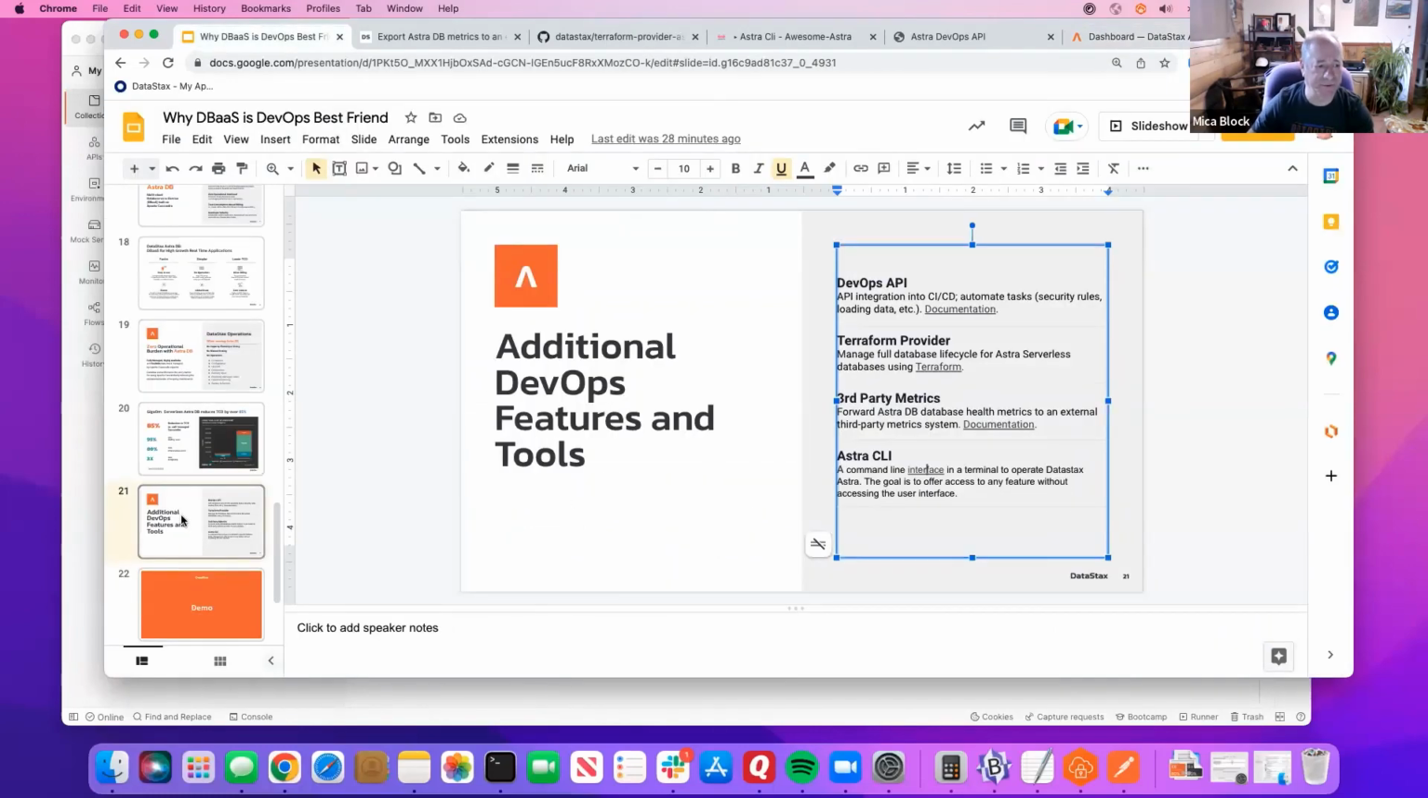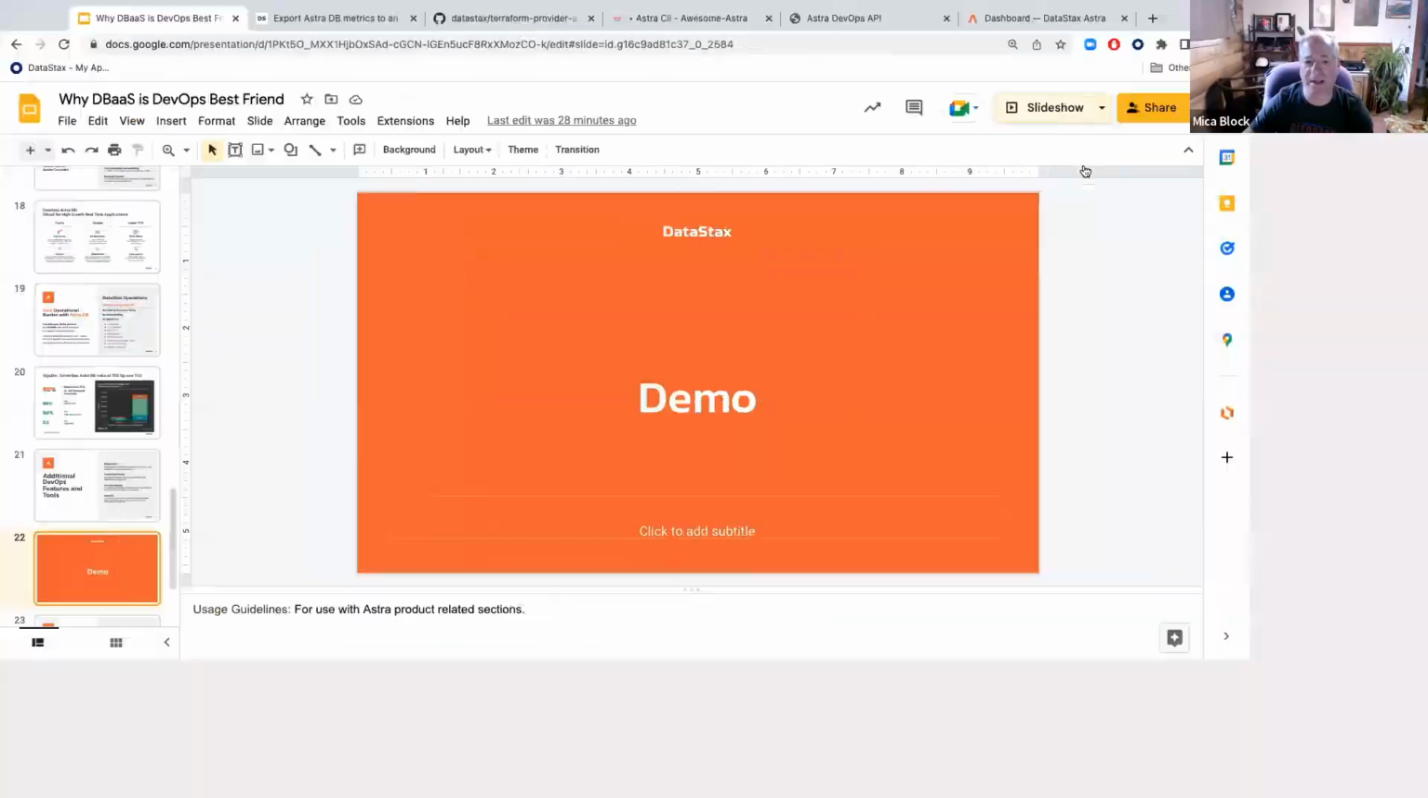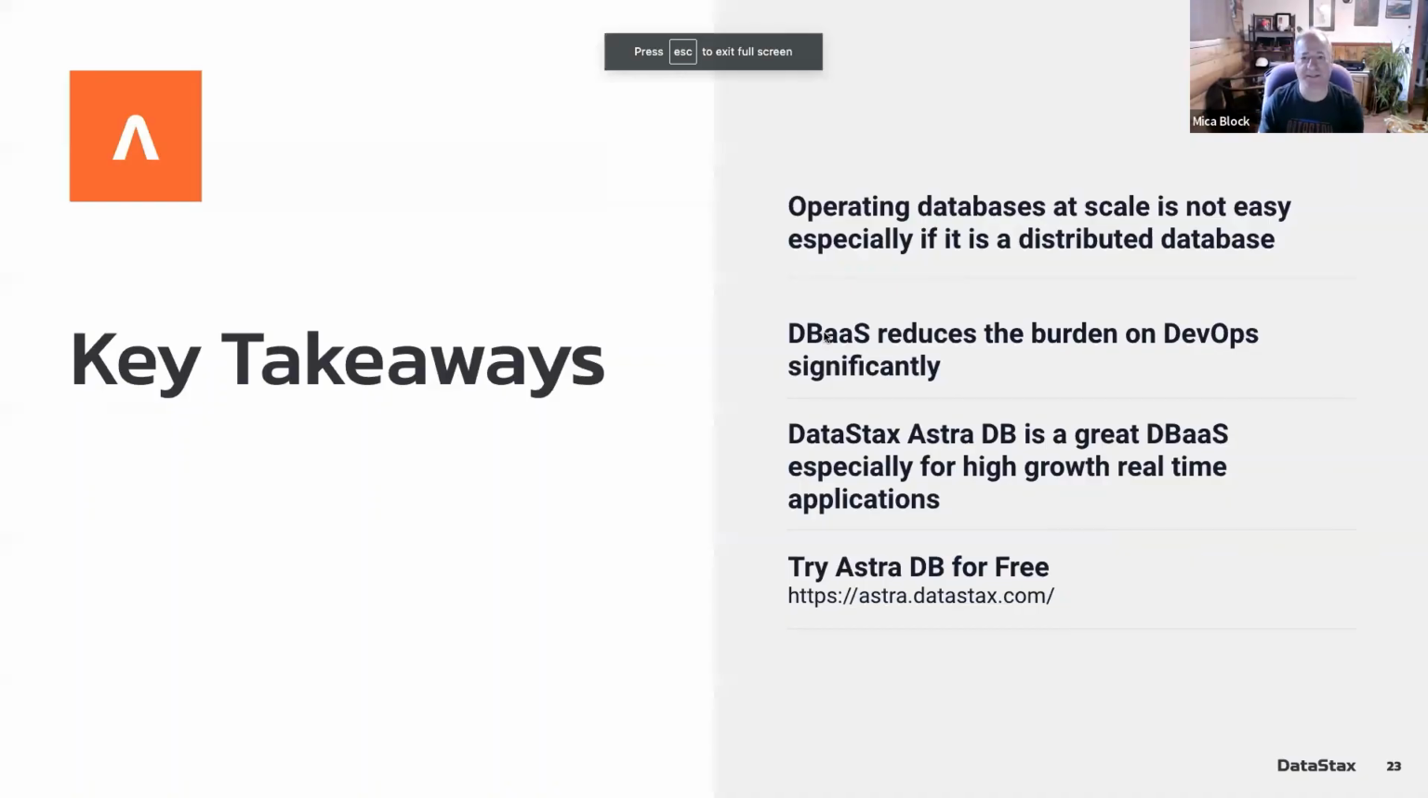Okay, and now to summarize everything that you saw today. The key takeaways: operating databases at scale is not necessarily easy, especially a distributed database. Database as a service reduces the burden on DevOps significantly. And DataStax Astra DB is a great database, especially for high-growth real-time applications. I could start small and grow as needed, but you have infinite scale, low latencies, and fault tolerance, all with the click of a button.